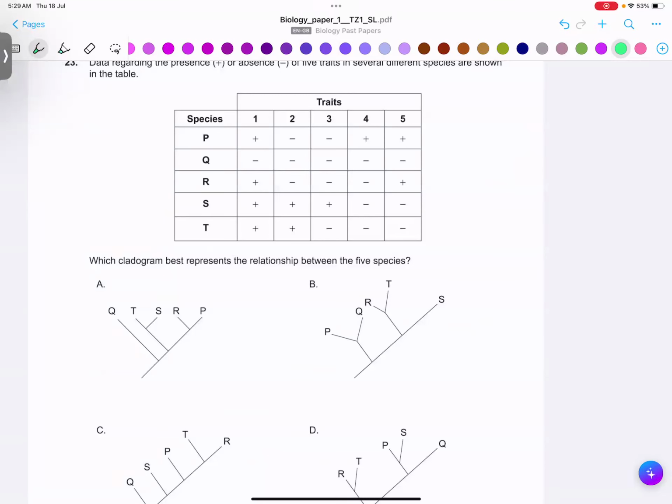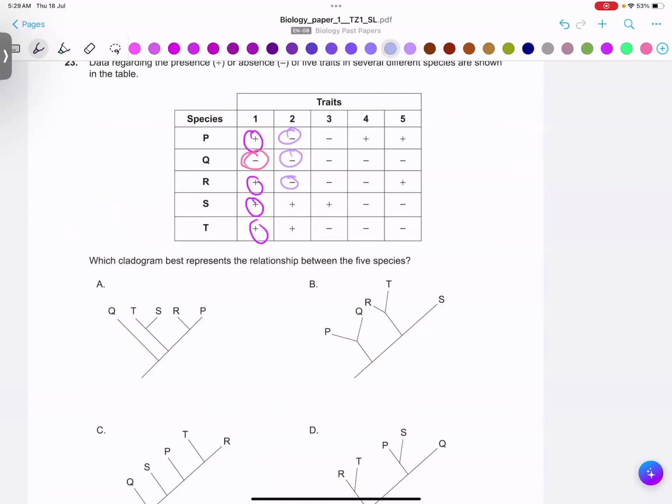23. This one needs a bit of reading, so we're going to get through it. We have the traits. I'm going to use another color, like purple. They have the same trait except Q for one. I'm going to use different colors because I can barely see. These three have different traits. These two have the same one. Then I'm going to use even more different colors. Here, they all have different traits, except this one. So we can see which ones have the most similarities. And here, they all have different traits, except this one.